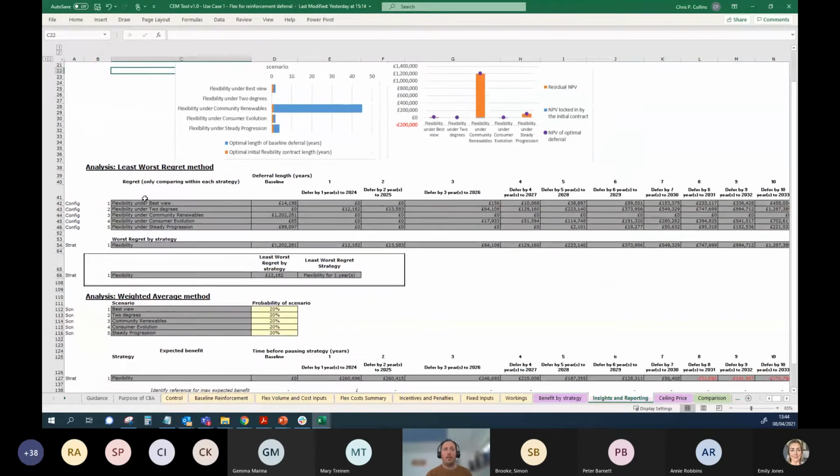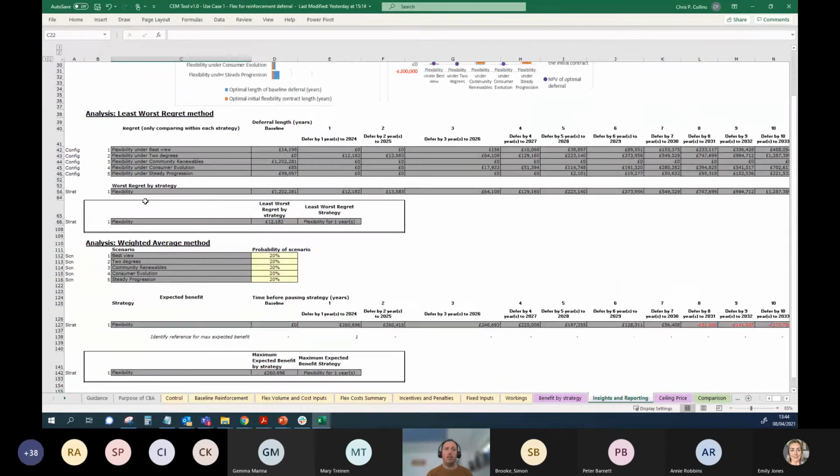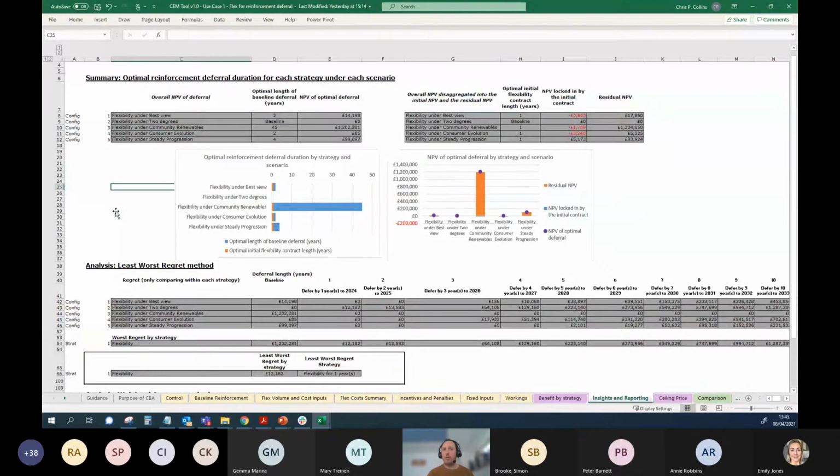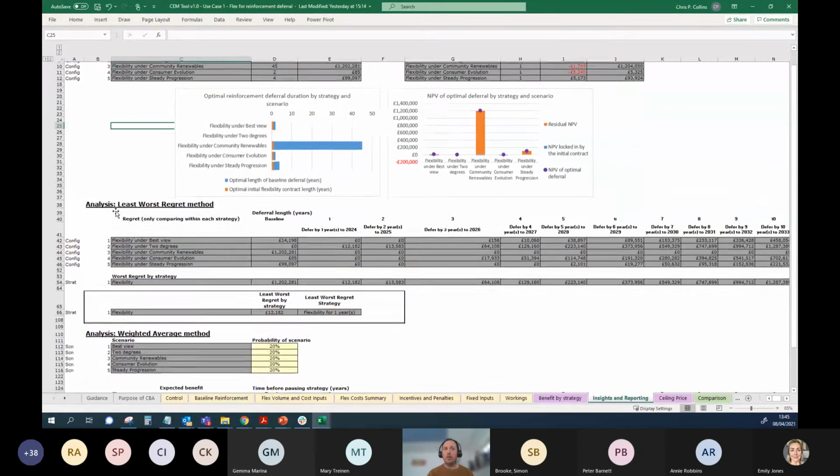The other things on this sheet are for the DNOs to use judiciously, I suppose. They let you look across the scenarios. So everything up to this point looks at each scenario independently. So it says, if the best view were to outturn, what would have been my optimal flexibility procurement strategy? Or the same question for community renewables, the same question for consumer evolution. But as I said, we don't necessarily know upfront which of those scenarios we're going to be on.